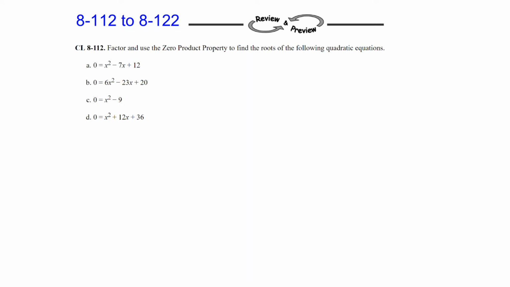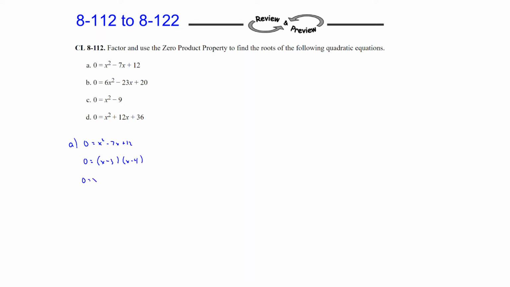So on A, we have 0 is equal to x squared minus 7x plus 12. On these problems, I'm not going to go through and do all the generic rectangles. I'm just going to go ahead and write them in the factored form. So this would be x minus 3 and x minus 4.